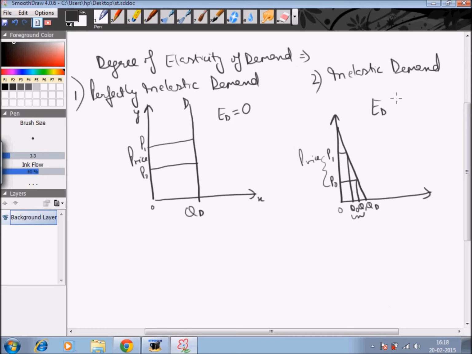We depict it like this. Elasticity of demand is less than 1. That is, a 1% change in the price of the commodity has less than 1% change in the demand of the commodity.